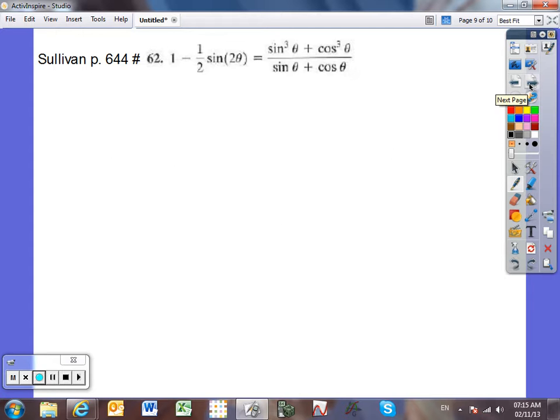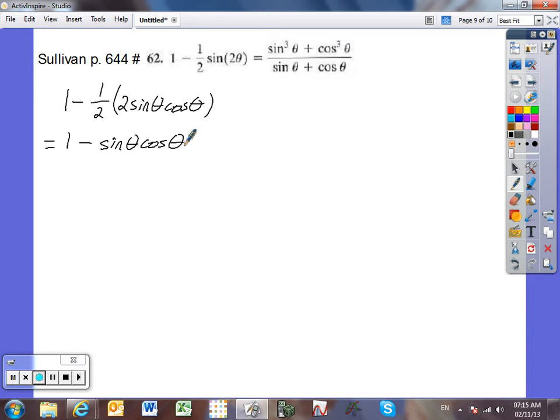Alright, number 62. Again, we can see that there is a double angle formula in there. So 1/2 times sine of 2 theta we know is 2 sine theta cosine theta. And of course the 1/2 and the 2 are going to cancel, leaving me with this expression.